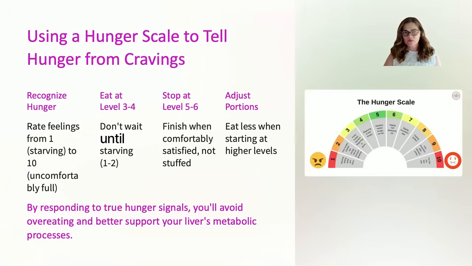The ideal window or the ideal number on the scale is to start eating when you're at a 3 or 4. So when you're gently hungry, you're starting to feel a little bit hungrier. And when you start a meal at that point, you will naturally stop and feel satisfied. Again, this takes practice because you may have not been doing this for a while. You'll naturally stop at a 5 or a 6, and that's when you're comfortably satisfied. You're not stuffed. You're not trying to eat more.